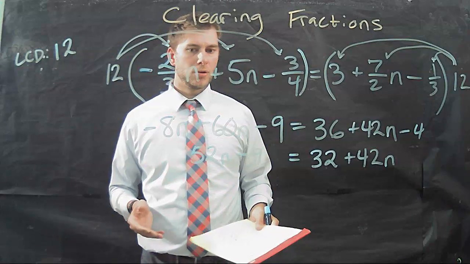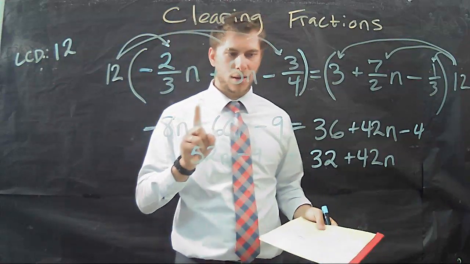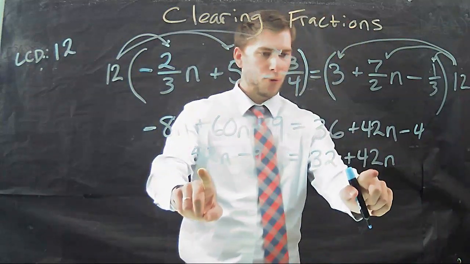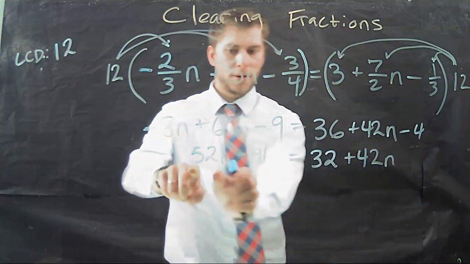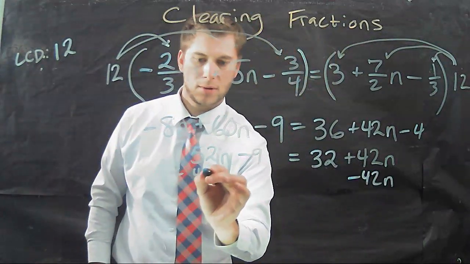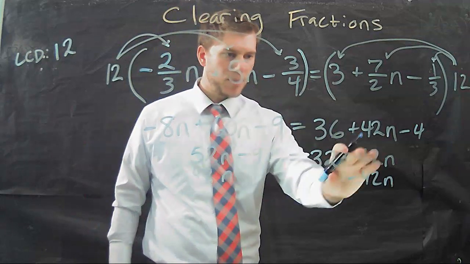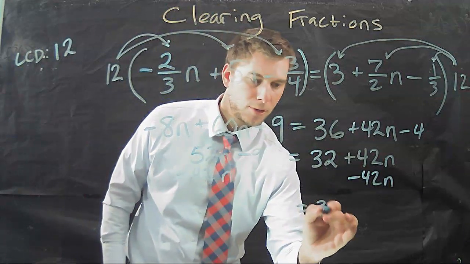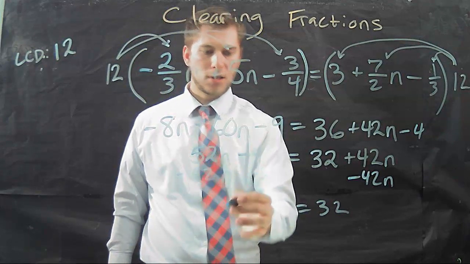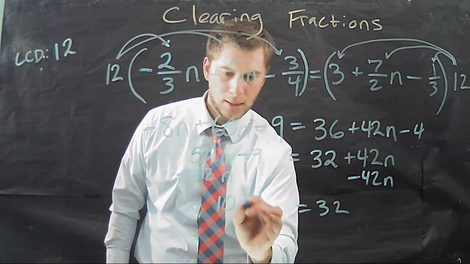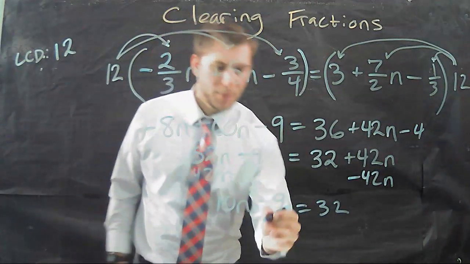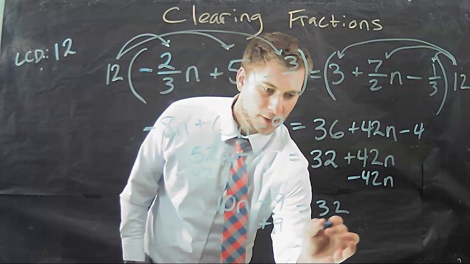All right, so I cleaned it up a little bit, combined like terms. Now I'm going to get my variables on one side of the equal sign. I have 52 in here and 42 in here. So I'm going to move the smaller one. That's always easier. So I'm going to subtract 42n, subtract 42n. And what does that get me? Well, over here it goes away, and I'm just left with 32. And on this side, 52n minus 42n is 10n, and then minus 9. Okay, we're almost there. I'm going to add 9 to each side. Get rid of this subtraction.